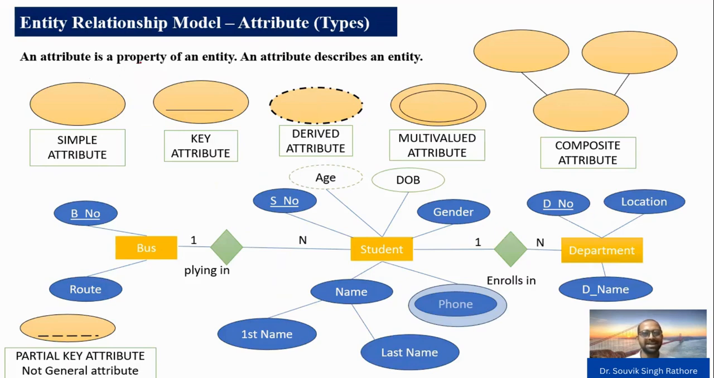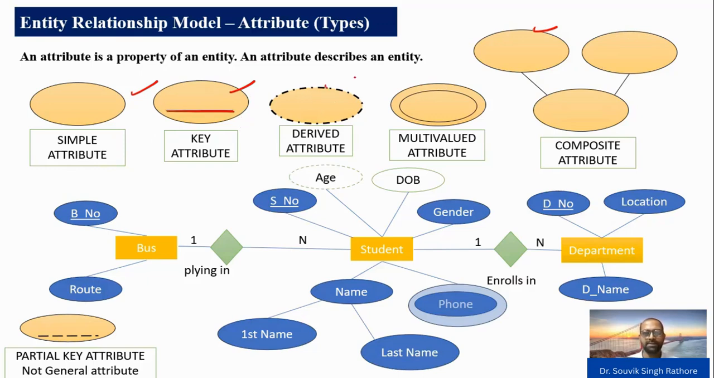So let's summarize the concept. First, we have the simple attribute. It is represented using a single oval, for example, your gender. Next, we have the composite attribute. It has connected ovals. For example, your name can have your first name and the last name. The third is the key attribute. Its symbol is an underlined oval. For example, your roll number.